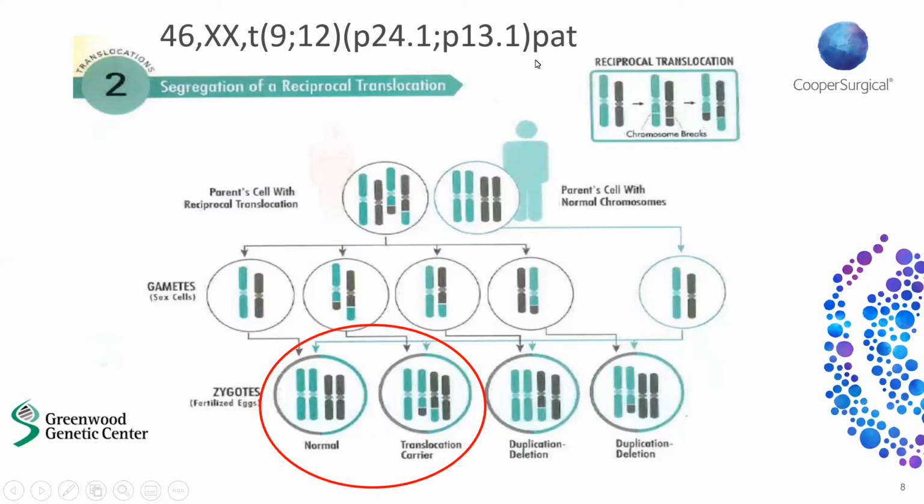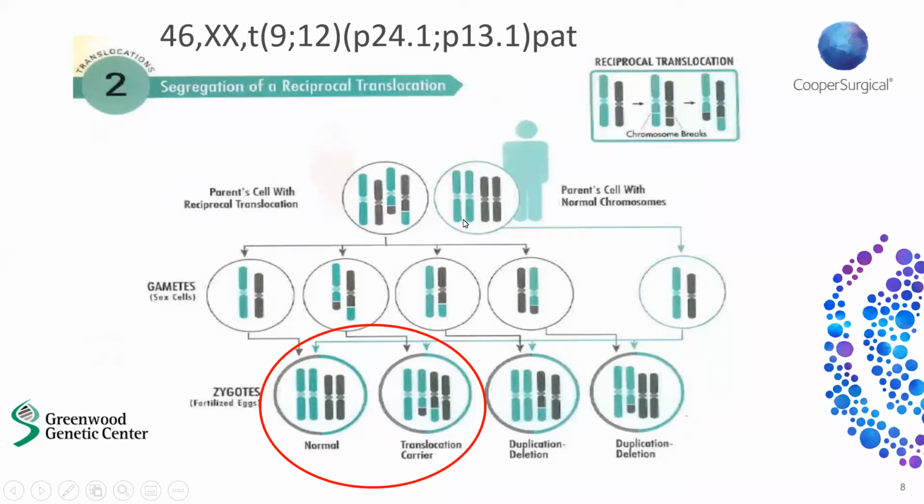PAT alludes to the inheritance pattern. This balanced reciprocal translocation was paternally inherited. So that's how you read this karyotype. This is what I would go over when I counseled clinically in the NHS to explain this karyotype result to a patient. So this would be the partners. I'm so sorry, it looks like the patient has got faded out here, but she has a balanced reciprocal translocation.